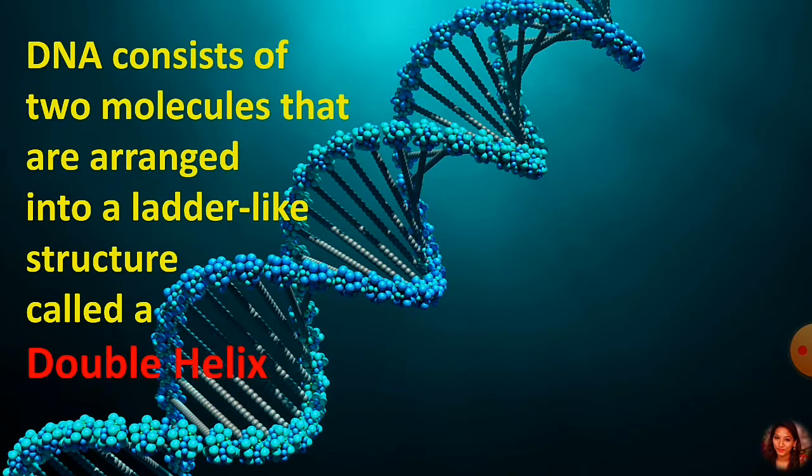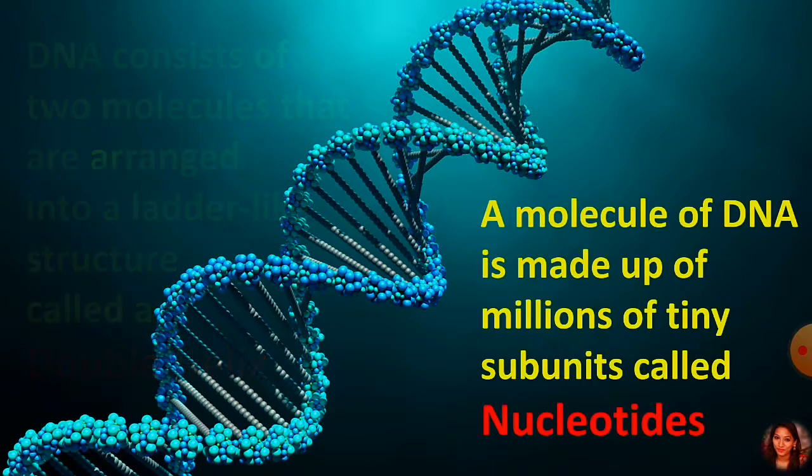The DNA consists of two molecules that are arranged into a ladder-like structure called a double helix. It was first revealed by James Watson and Francis Crick, working in Cambridge, who provided a simple model which explained how the genetic information is passed from generation to generation.